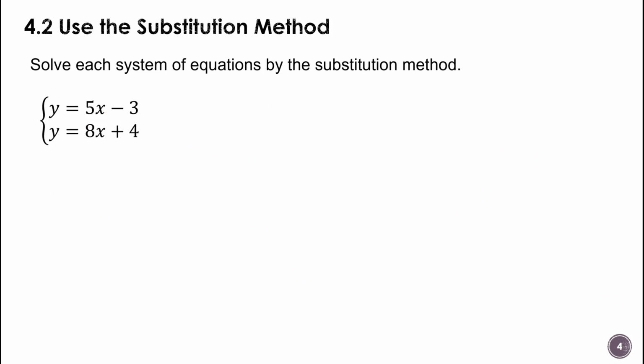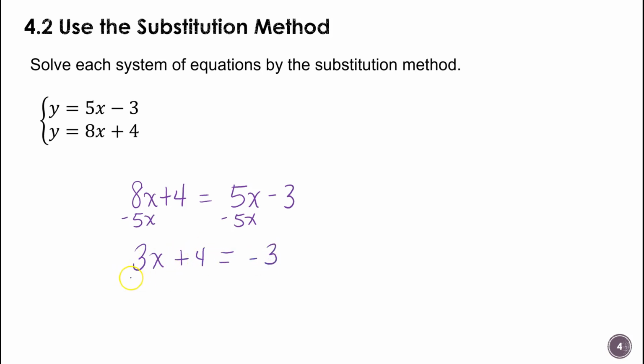Okay, so notice these are both solved for y, and that's actually kind of nice. So we can make one side of our equation 5x minus 3 and the other side 8x plus 4. I kind of like putting the 8x plus 4 on the left and the 5x minus 3 on the right. That way when I subtract, I'm going to have a positive variable. Subtract the 5x, and 3x plus 4 equals negative 3. I'm going to subtract 4. So 3x equals negative 7.